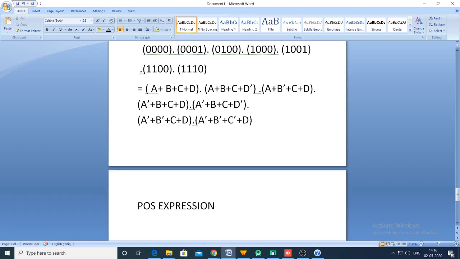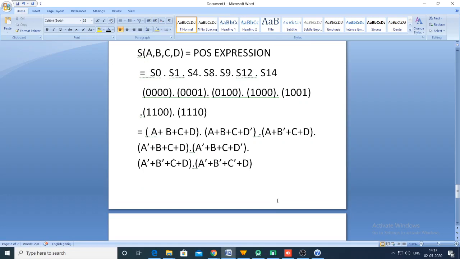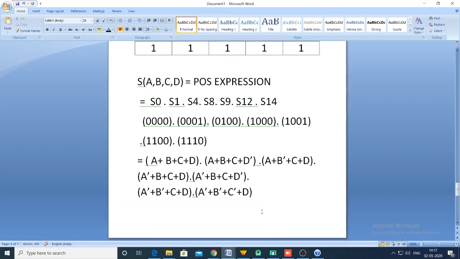Okay. So I hope you all are clear with how to derive an expression from a particular logical problem. So I hope you all understood, and I shall see you with some other concept in the next video.